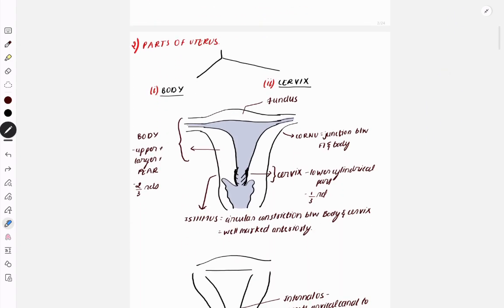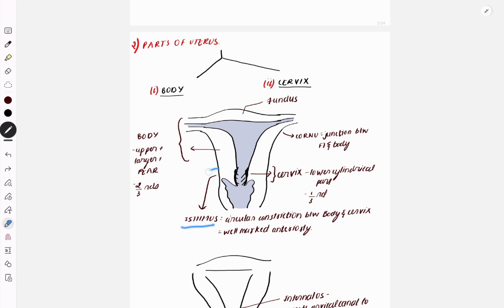Parts of uterus: uterus can be broadly divided into two parts. The first one is the body of uterus and the second one is the cervix. The body of uterus composes the upper 2/3 of the uterus, and the lower 1/3 is the cervix. The upper part, the body of uterus, is larger as well as pear shaped. Whereas the lower part, which is cylindrical in shape, is called the cervix. It composes just 1/3 of the whole uterus.